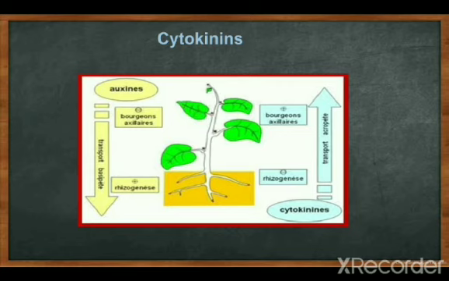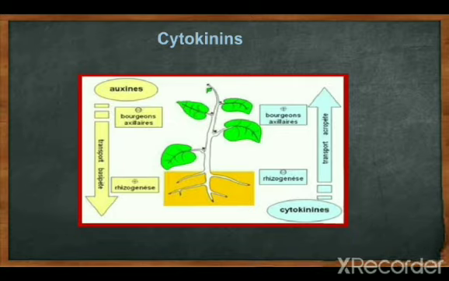It also helps in cell elongation. In certain plants like tobacco, cells enlarge almost 4 times their normal size in its presence. It also helps in apical dominance, which I already told you. Okay, so these are some hormones, the growth regulator hormones.